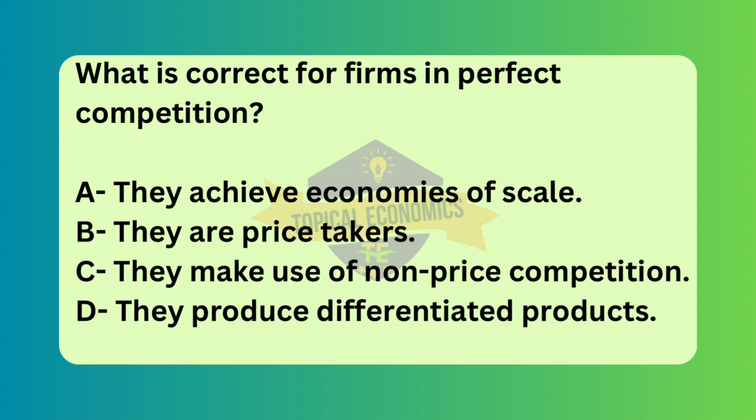Next, option C. They make use of non-price competition. Non-price competition, such as advertising and branding, is not a feature of perfect competition. All firms produce homogeneous products and do not differentiate themselves through marketing or branding. Lastly, option D. They produce differentiated products. In perfect competition, all firms produce identical, homogeneous products, so product differentiation is not present.